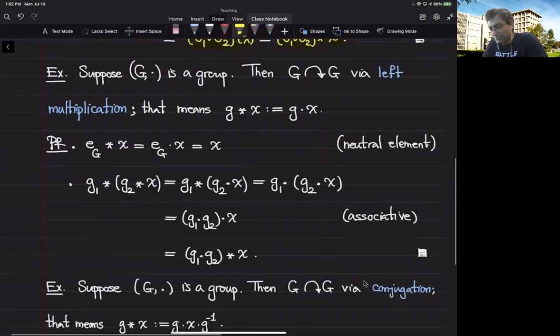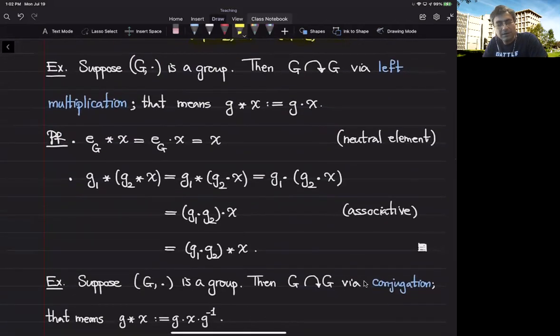Now let's look at the following example, which is of more abstract nature. I give you a group, an abstract group. It's an arbitrary group, let's say a multiplicative group, given by the dot notation. Then this group acts on itself via left multiplication. In fact, this is how we proved Cayley's theorem. We let it act on itself by left multiplication.